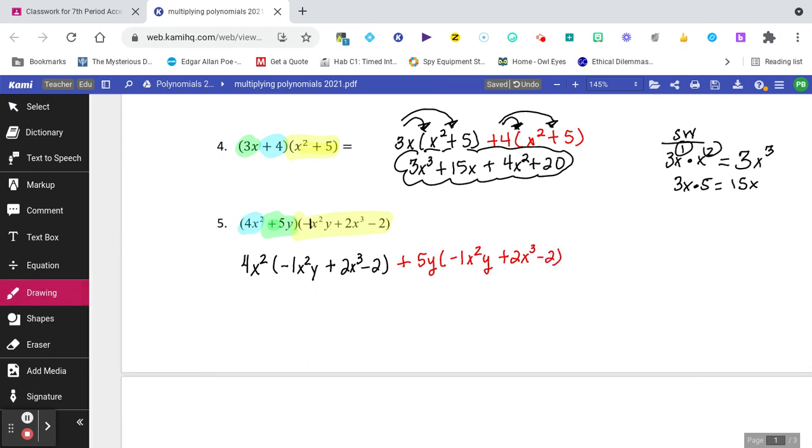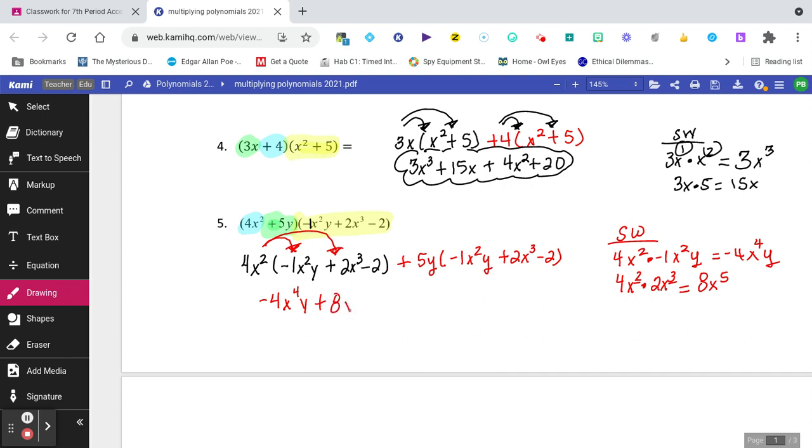Make sure you're taking notes. Then I'm going to do my side work here. 4x squared times your first term, which is negative 1x squared y. That gives me negative 4x to the 4th y. Add the exponents for the x's. Then we're going to take 4x squared and multiply it by 2x to the 3rd power. 4 times 2 is 8. Write 1x and add your exponents. 2 plus 3 is 5. So that's going to give me positive 8x to the 5th power. Then you have 4x squared times negative 2, which is negative 8x to the 2nd power.